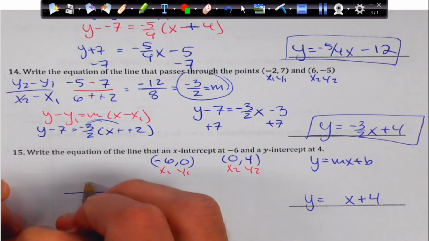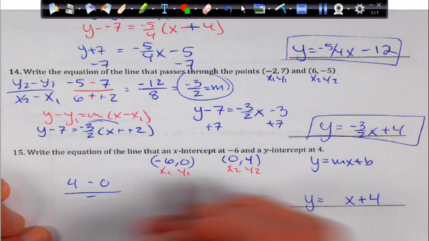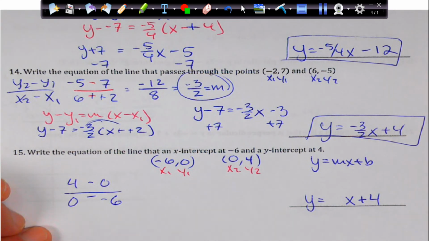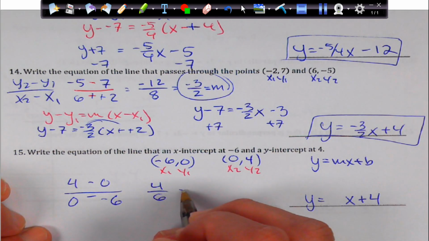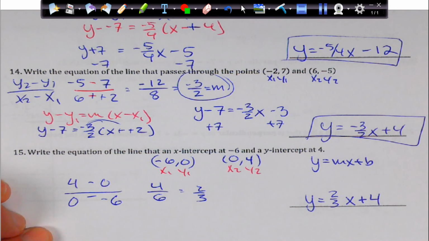And so we get 4 minus 0, and we get 0 minus a negative 6. So that's going to be 4 over 6, which is 2 over 3. And we're good.